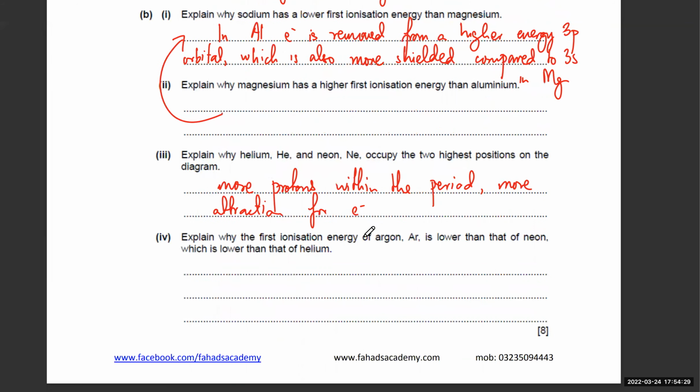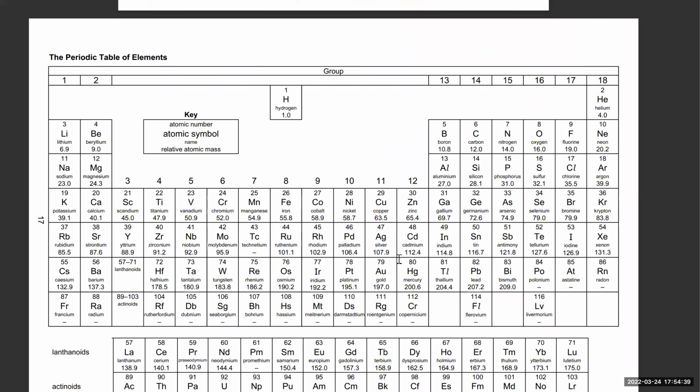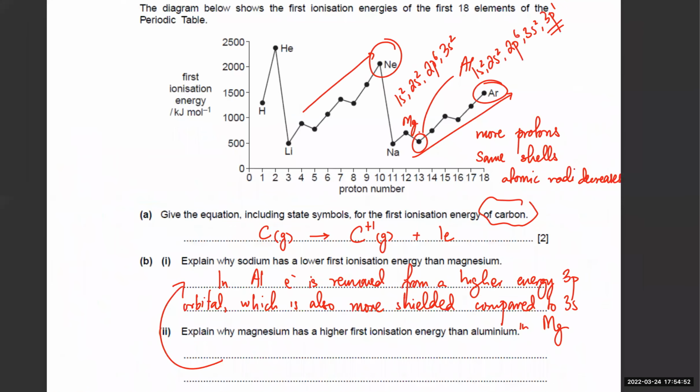Explain why the first ionization energy of argon is lower than that of neon. So what happens when you move down the group? He's comparing argon with neon. Argon is over here, neon is over here. What happens to ionization energy when you move down the group is that the size of the atom becomes bigger. So down the group, you have a greater atomic radius.